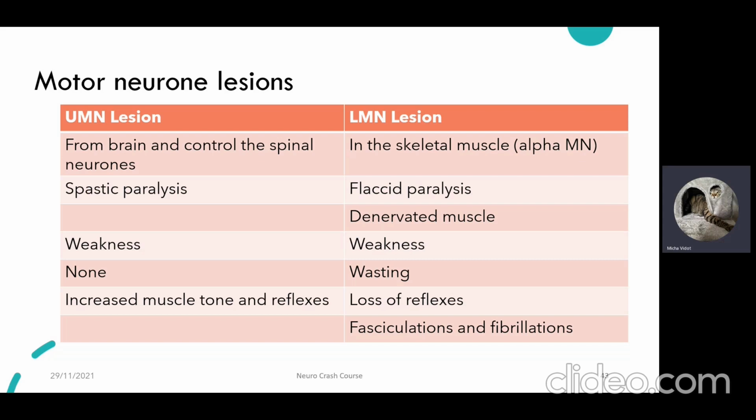In comparison, your lower motor neurons, which are the alpha motor neurons, if they get damaged, you may see flaccid paralysis, and this is because you've got a denervated muscle. You'll see the weakness. You'll actually have wasting because it's the alpha motor neuron which is damaged, so it can't release that feeding amount of neurotransmitter. Consequently, you'd also have a loss of reflexes because you can't do that stretch reflex that we spoke about. And you may also see fasciculations and fibrillations.